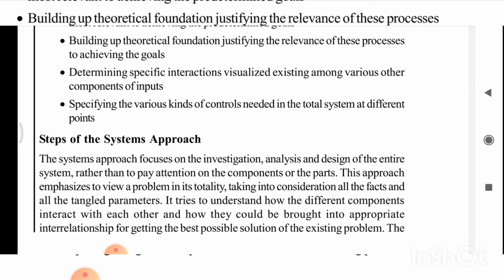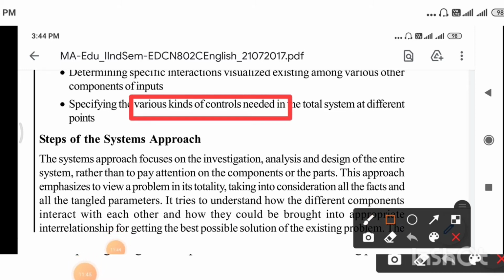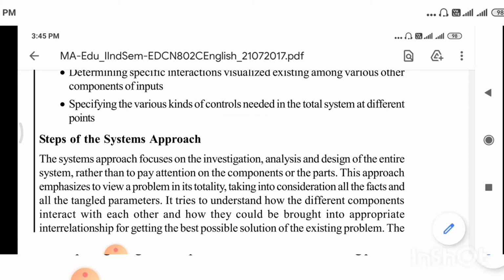The next point is specifying the various kinds of control needs in the total system at different points. They need to have various kinds of control. If there is no control in an organization, then it is going to be completely undisciplined.